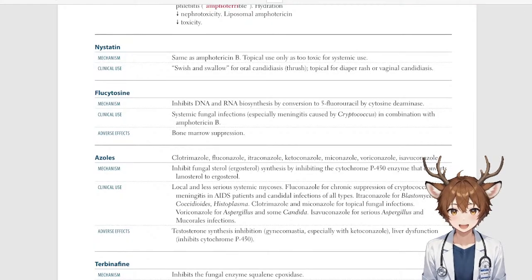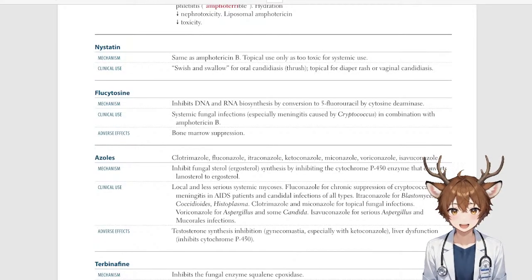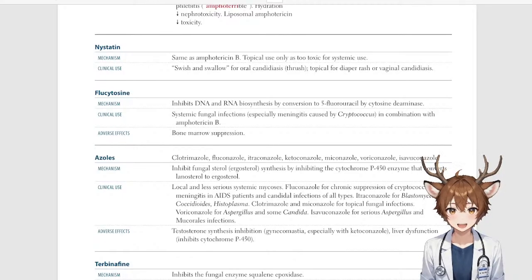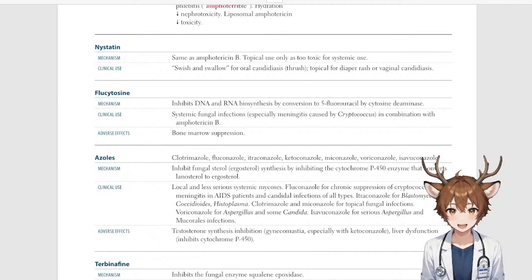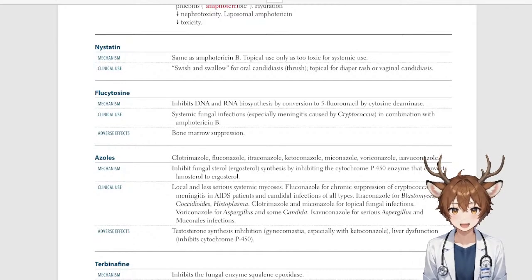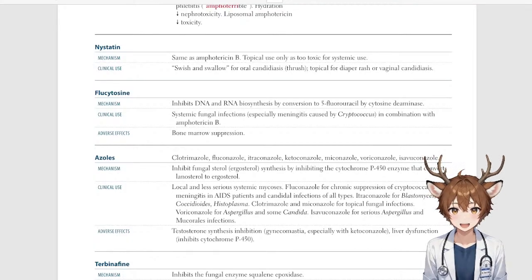Clinical use: local and less serious systemic mycoses. Fluconazole for chronic suppression of cryptococcal meningitis in people living with HIV, and candidal infections of all types. Itraconazole may be used for Blastomyces, Coccidioides, Histoplasma, Sporothrix schenckii. Clotrimazole and miconazole for fungal infections, voriconazole for Aspergillus and some Candida, isavuconazole for serious Aspergillus and Mucor infections.